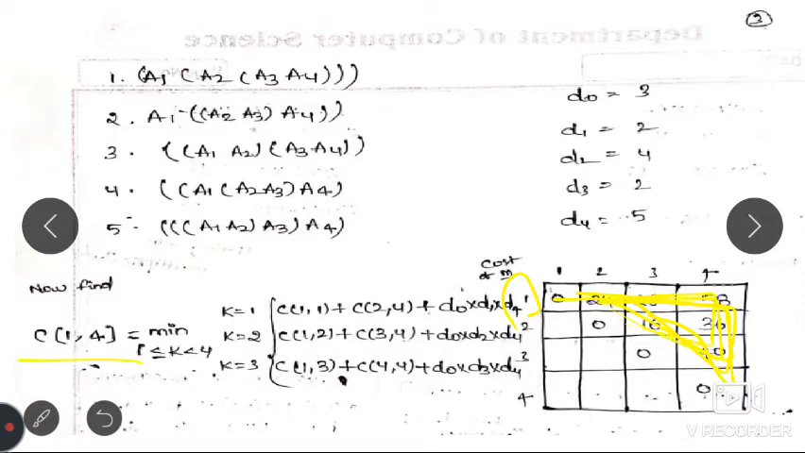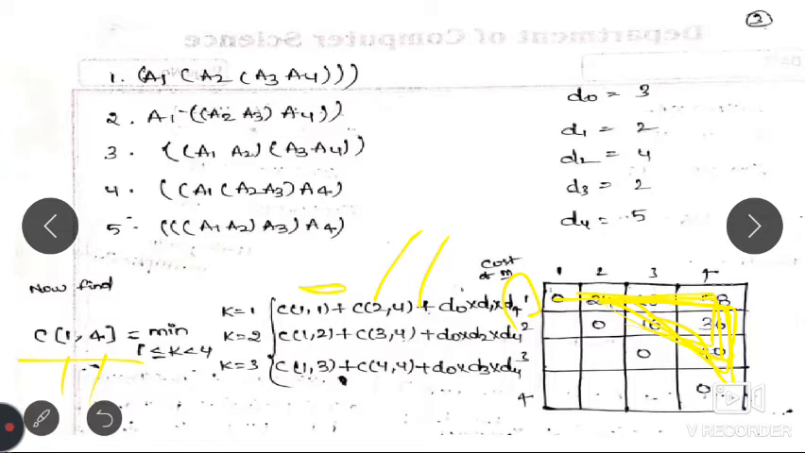So first we have to find the cost of 1 comma 4 from the formula. Here I is 1, J is 4, and I is less than or equal to K which is less than 4. Here the K values are 1, 2, 3. Applying the formula, cost of I comma K: I value is 1 and K value is also 1. So K plus 1 is 1 plus 1, which is 2, and here the J value is 4.